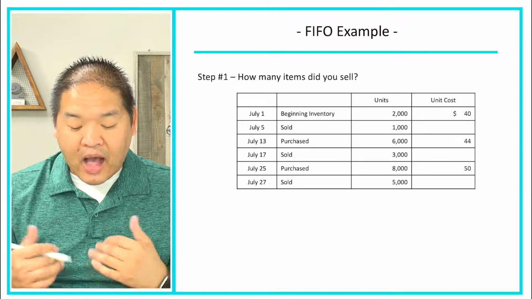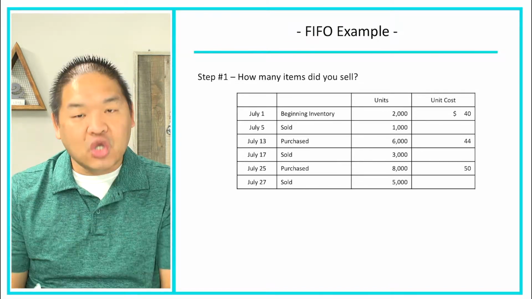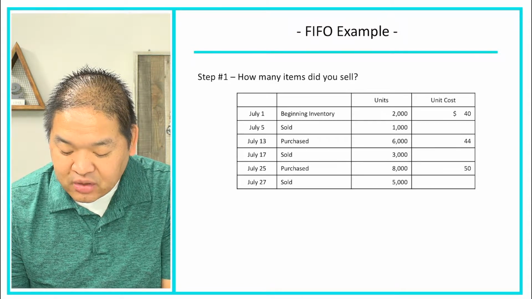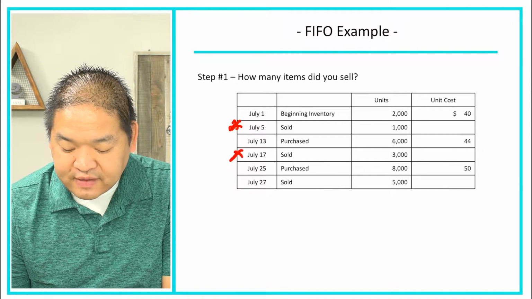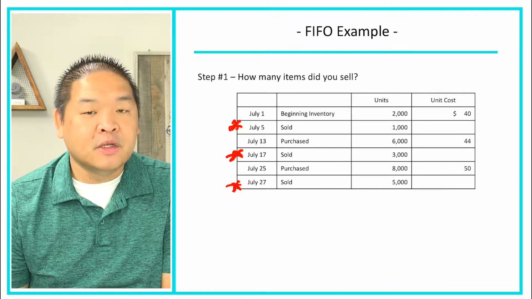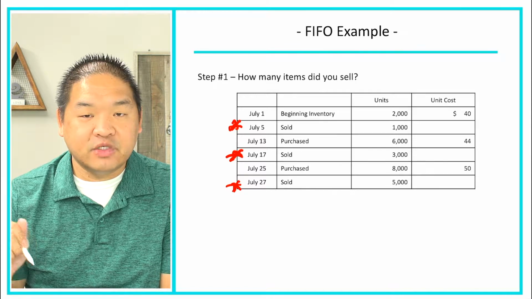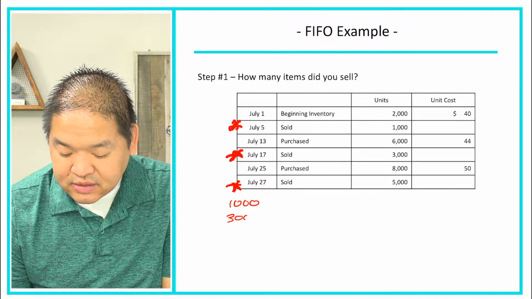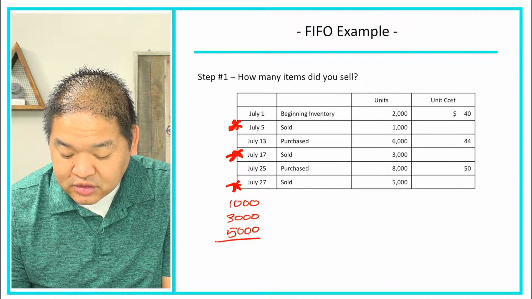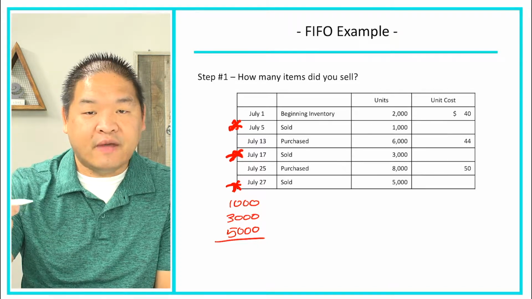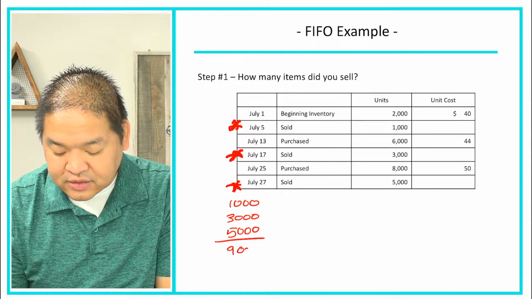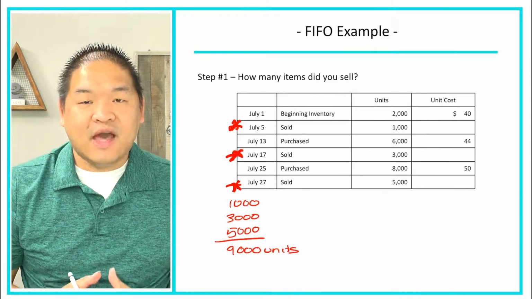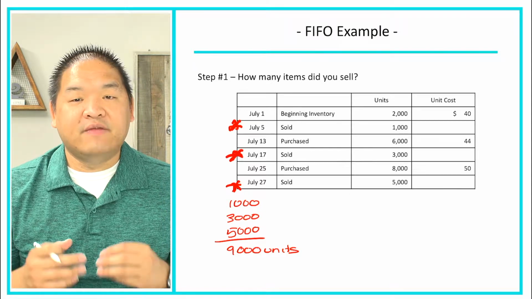In this case, I would look at everything that says sold and add up the units that we sold. So we've got July 5th, July 17th, and July 27th. We're going to add up all those three numbers because that's how much we've sold. So 1,000 units, 3,000 units, and 5,000 units. If we do the math there, 1,000 plus 3,000 plus 5,000, that would give us 9,000 units. So that we're going to keep in our back pocket for now.